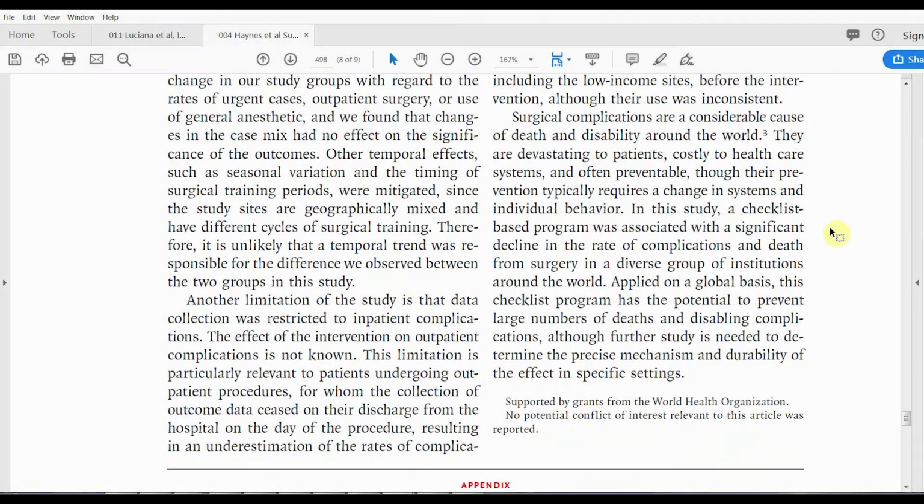Now I want to get right down to the very last paragraph. They sort of reiterate their main point of the overall article.